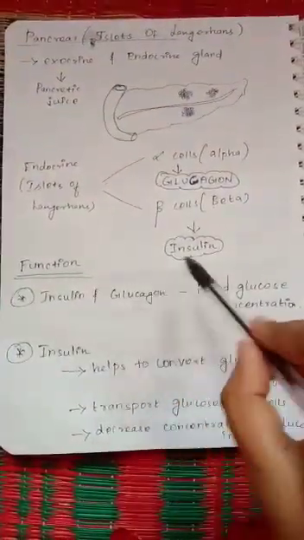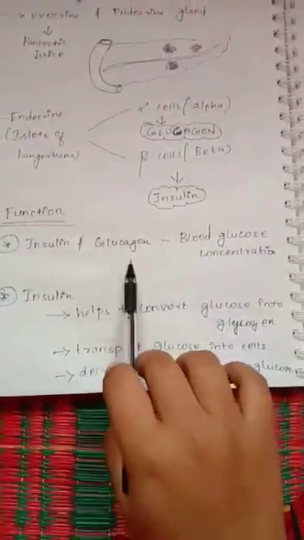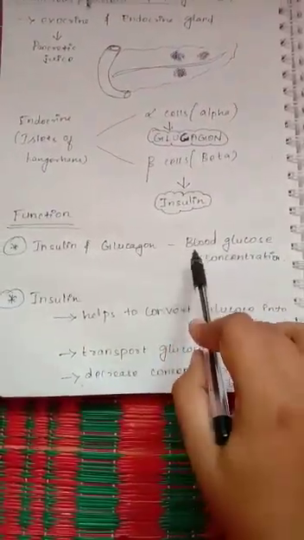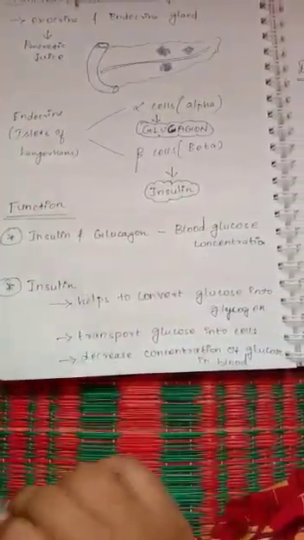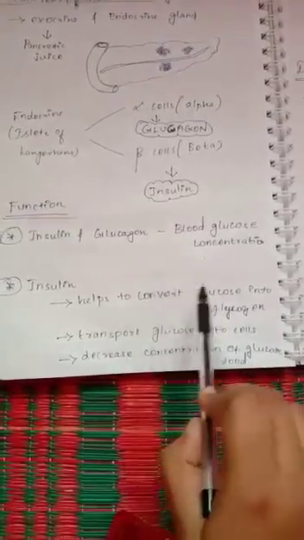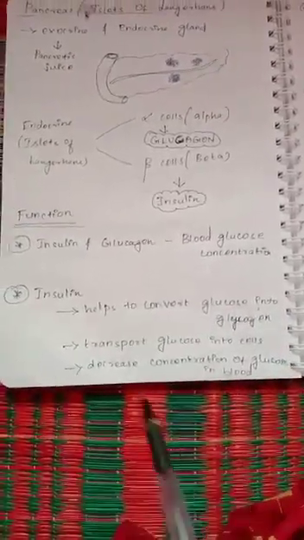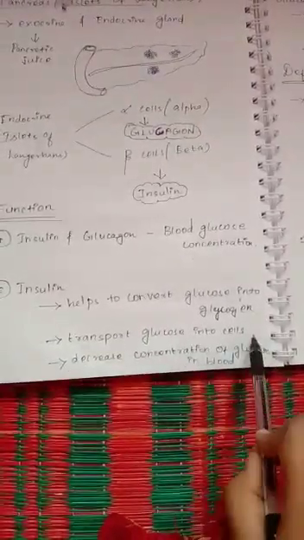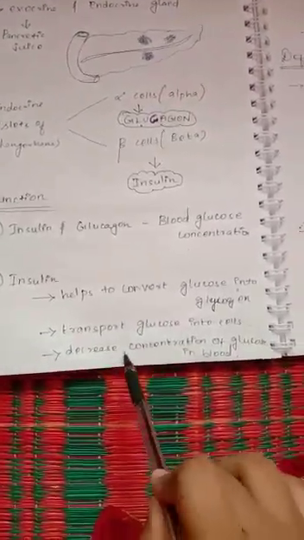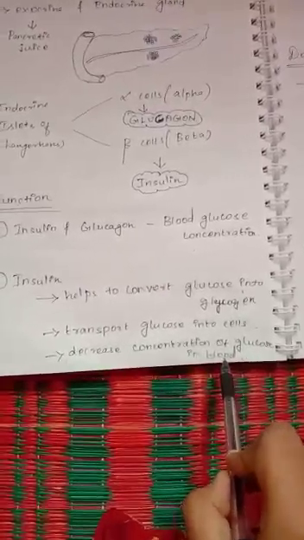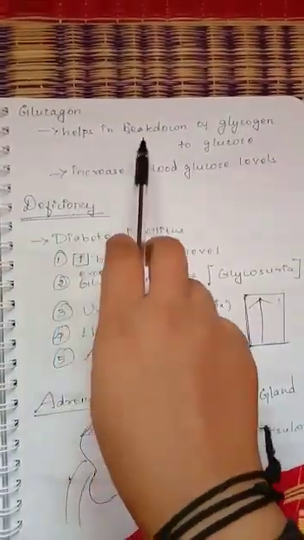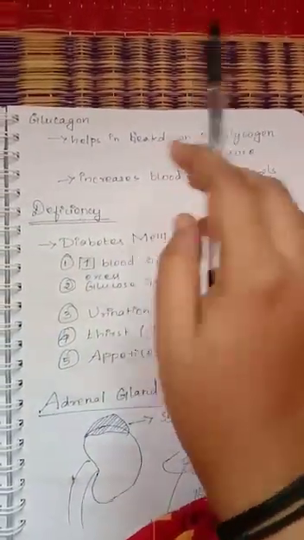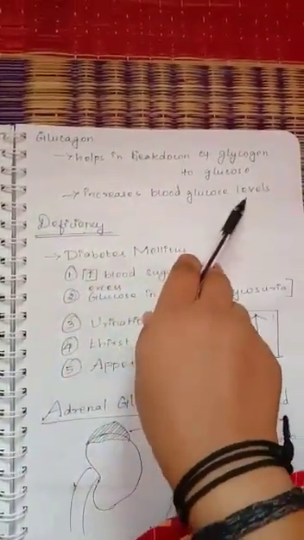The functions of pancreas are as follows. The insulin and glucagon help to maintain the blood glucose concentration in our body. The important functions of insulin are, it helps to convert glucose to glycogen and it transports that glucose into all the cells present in our body, and it decreases the concentration of glucose in our blood. And the important functions of glucagon are as follows. It helps in the breakdown of glycogen to glucose, that is the vice versa function of insulin. It increases the blood glucose level in our body.